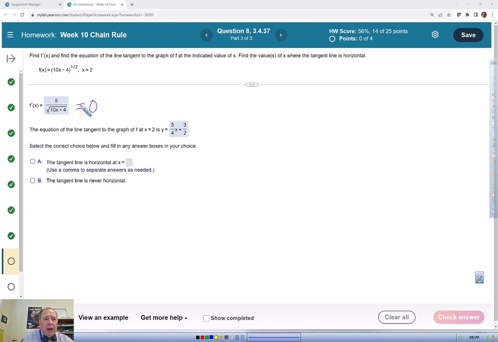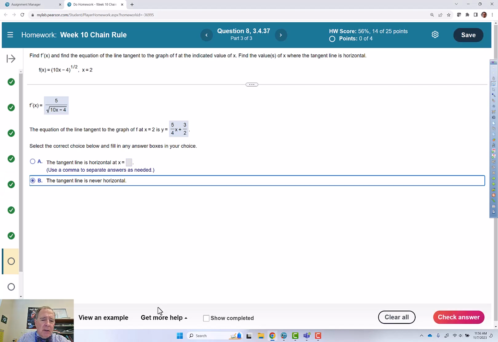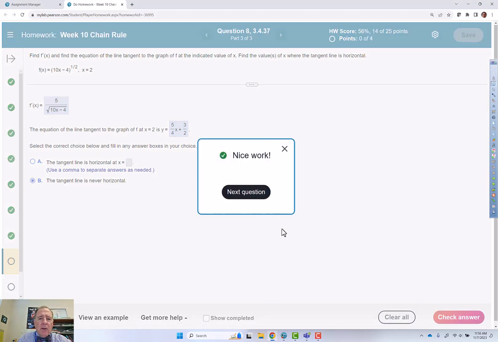For me to have a horizontal tangent line, this derivative has to equal 0. The only way a fraction can equal 0 is for the numerator to equal 0. The numerator here is just a constant 5. So this derivative can never equal 0. So the tangent line to this function is never horizontal. So we'll go put that final thing in. Check answer. Nice work.